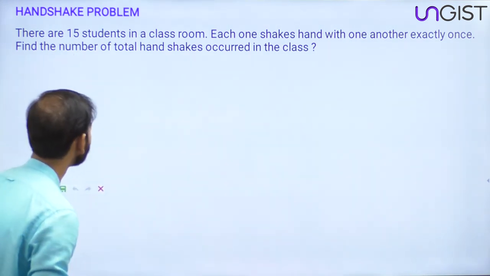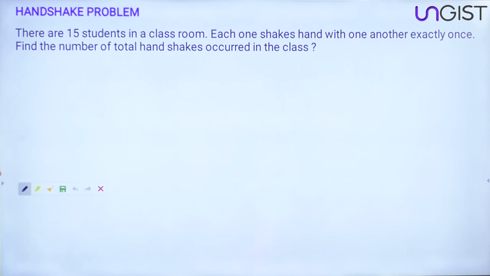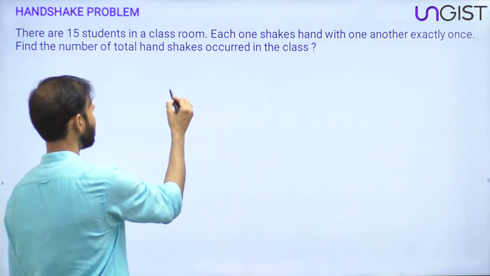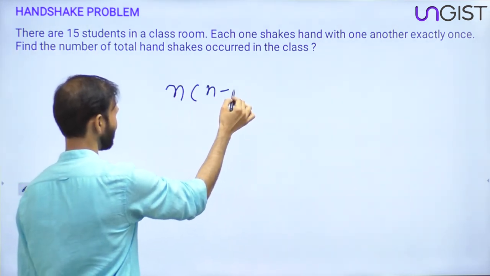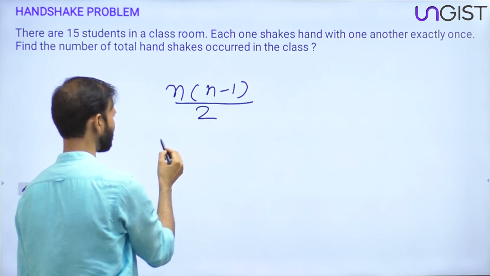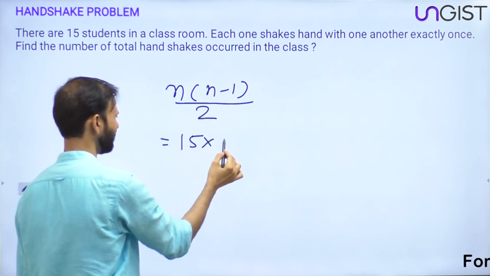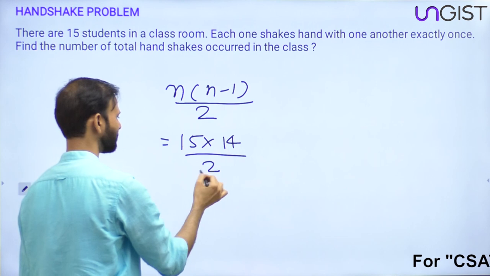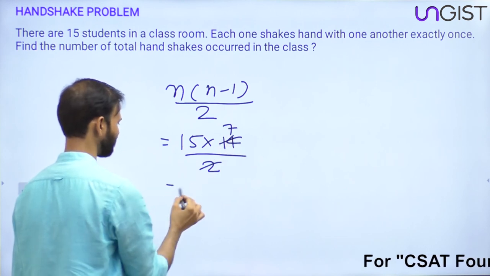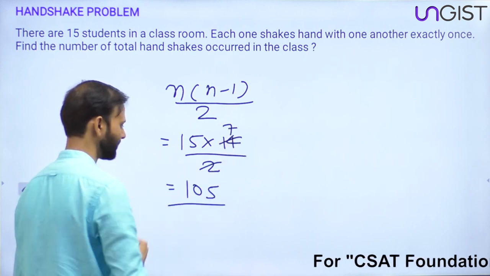So here in permutation and combination, what is the question? There are 15 students in a class. Each one shakes hands with one another exactly once. Find out the number of total handshakes occurred. What will be the answer? In the case of 15, n into n minus 1 by 2 is the total number of handshakes. So 15 into 14 divided by 2. So this is 105, right, everyone?